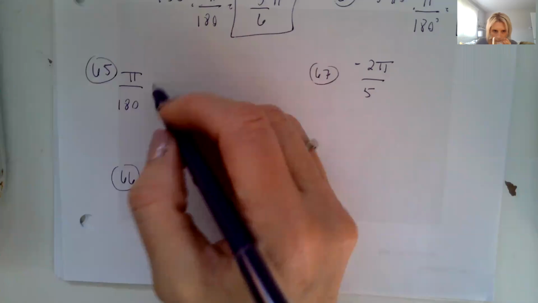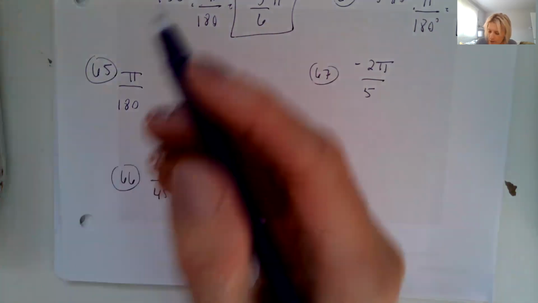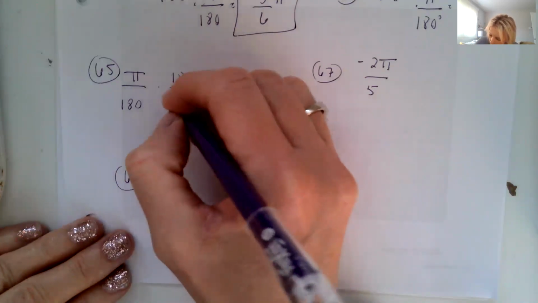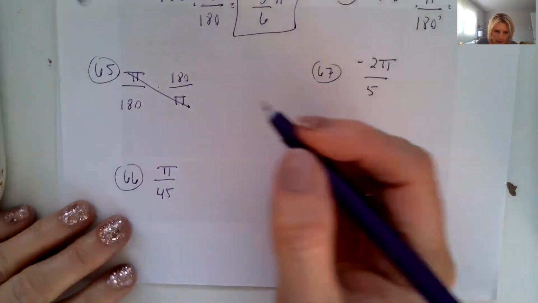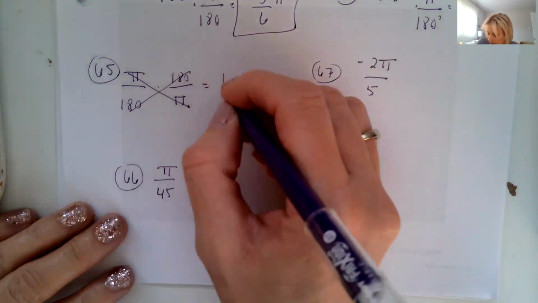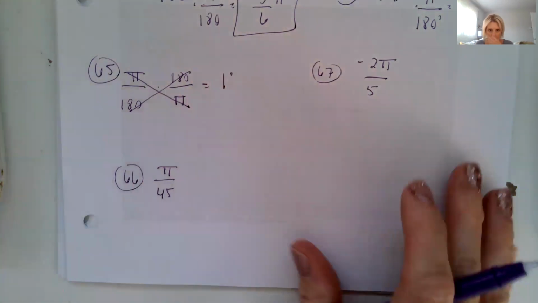So pi over 180. When we're going from radians to degrees, we're going to multiply by 180 over pi. And this just happens to cancel. And that's just 1 degree. That one was kind of boring.